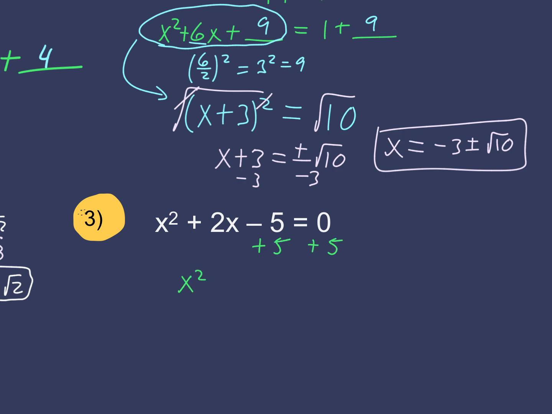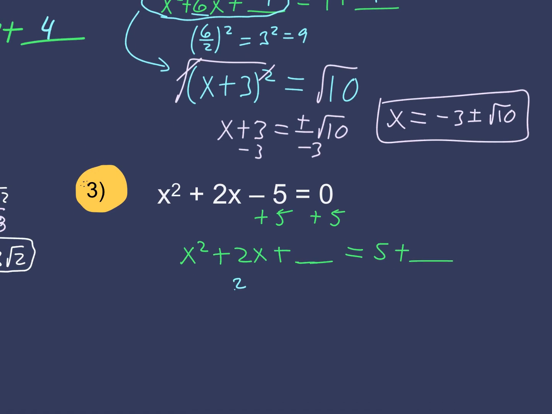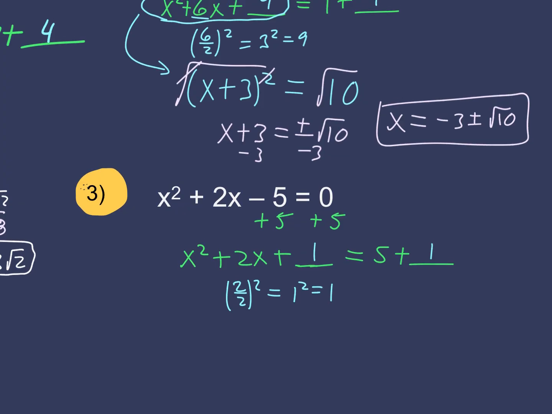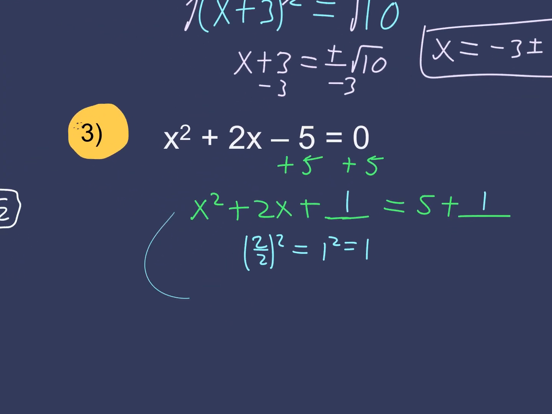And then I get x squared plus 2x plus a little space equals 5 plus a little space. And in that space, looks like most of us got it, is going to be b over 2 squared. So it's going to be 2 over 2 to the second power, so 1 squared, which is 1. And then I'm going to add the 1 on both sides. Now the left is going to be a perfect square trinomial. That's going to become x plus 1, x plus 1. So x plus 1 squared, and on the other side I'm going to have a 6.